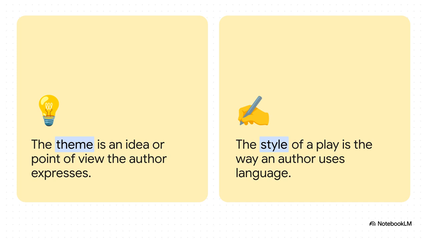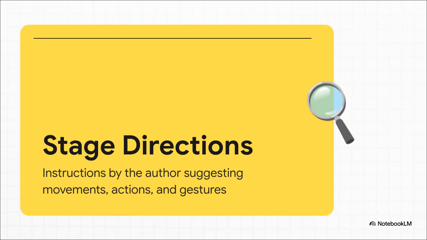Style, on the other hand, is the unique way the author actually uses language. It's super fascinating because style is what can make two plays feel completely, entirely different from one another, even if their underlying message is exactly the same. Let's move on and see how this builds practically.